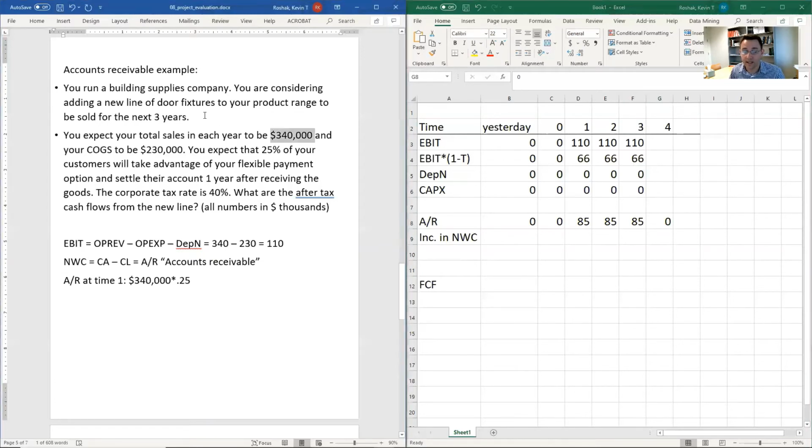Notice that we were only selling these door fixtures for 3 years. So nothing else is going on at time 4. We stopped selling at time 3. So time 4 EBIT, no plat, etc. is just 0. But we need to keep 4 here because that's where we see a change in accounts receivable from the sales at time 3. They paid us back.